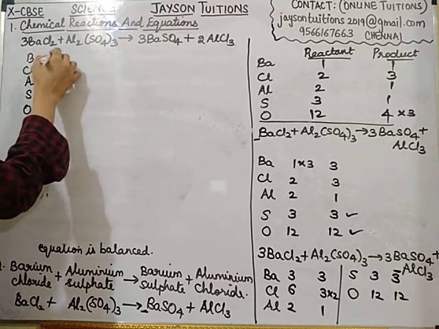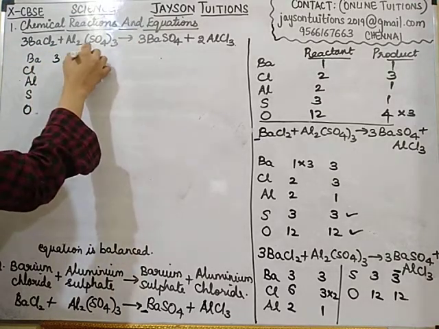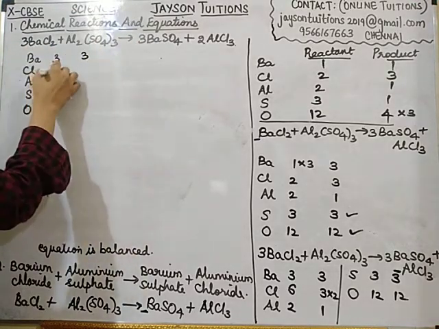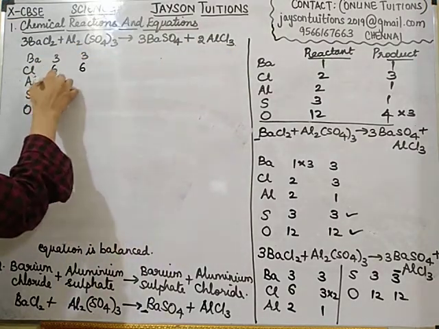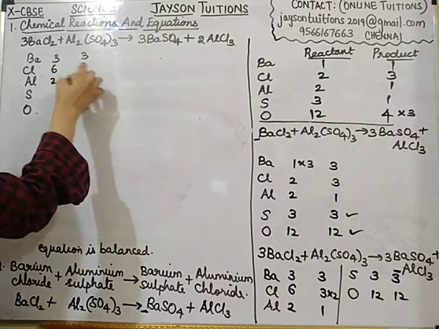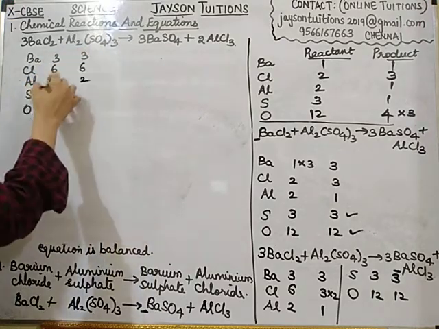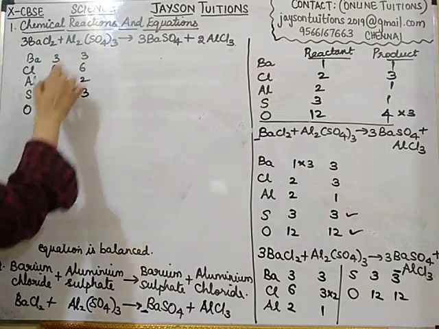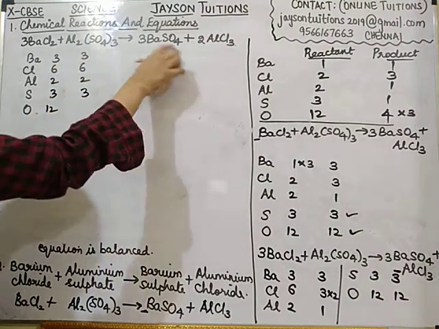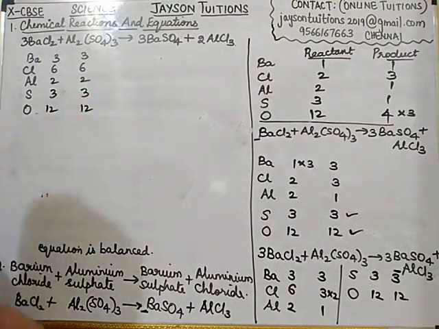Okay. So 3 barium, here also 3 barium. 3 2s are 6 chlorine, here also 2 3s are 6 chlorine. Here 2 aluminium, here also 2 aluminium. Okay, sulfur 3, here also 3 1s are 3. Oxygen 4 3s are 12, here also 3 4s are 12. So hence the equation is balanced.